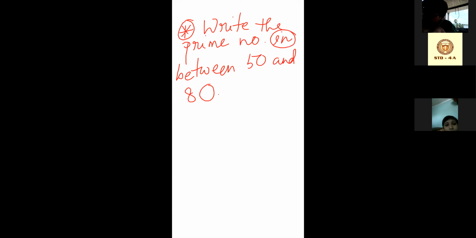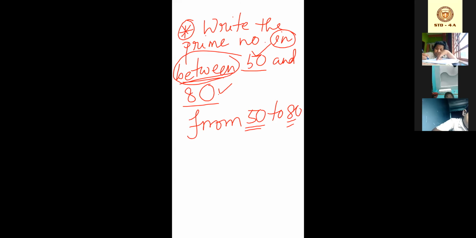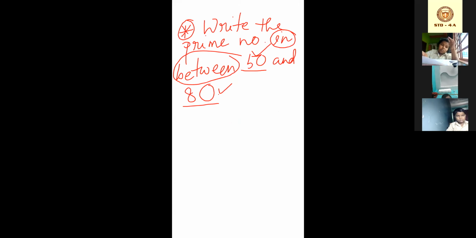When it is given in between, that means these two numbers will not be included. 50 and 80 we are not going to take. When it is written from 50 to 80, then these two numbers are included, okay? But as it is written between, these two numbers will not be included. Got it? Is it clear? Shake your head if you have understood. Yes, ma'am. Though 50 is not prime, even if it were, we would not take it.